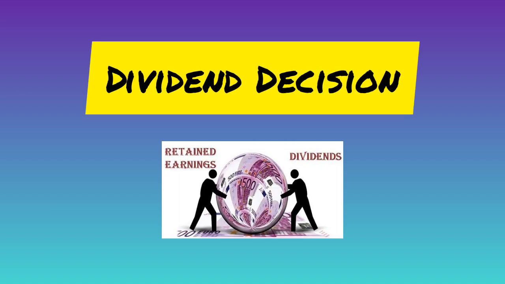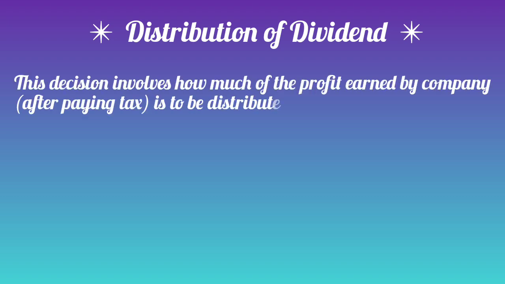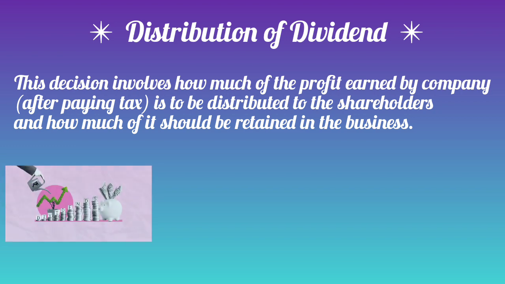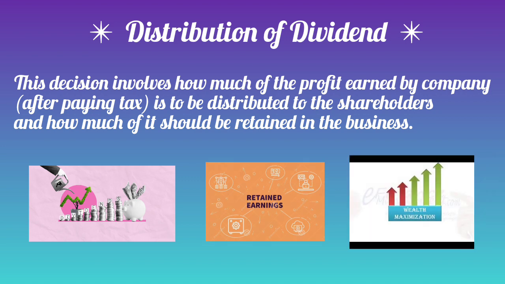Dividend Decision. The third important decision that every financial manager has to take relates to the distribution of dividend. Dividend is that portion of profit which is distributed to shareholders. The decision involved here is how much of the profit earned by the company after paying tax is to be distributed to the shareholders and how much of it should be retained in the business. The decision regarding dividend should be taken keeping in view the overall objective of maximizing shareholders' wealth.